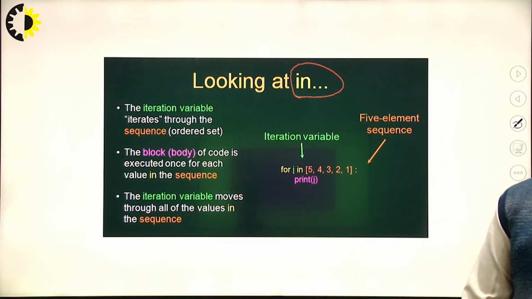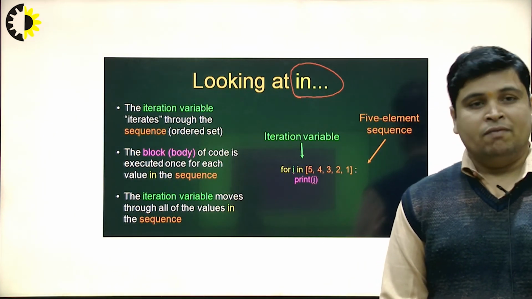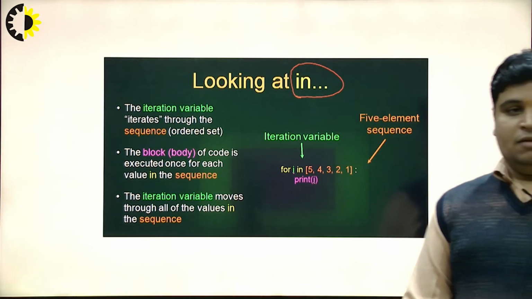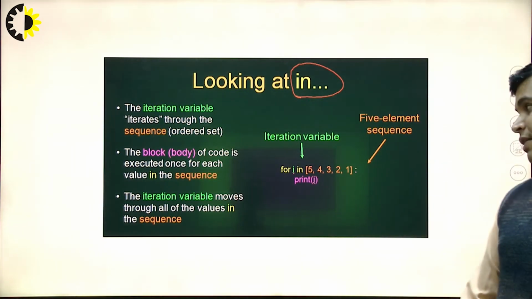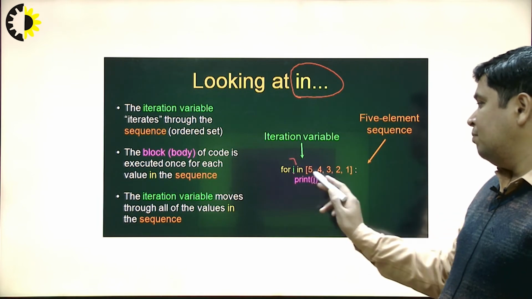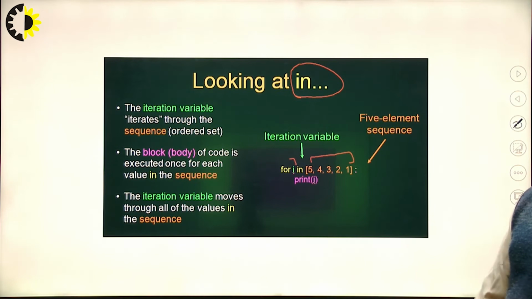For I equal 5, I equal 4, I equal 3, I equal 2, I equal 1, the block or body of the loop will be executed. Second thing, the iteration variable moves through all of the values in the sequence. It means this variable moves to all the values inside the sequence.